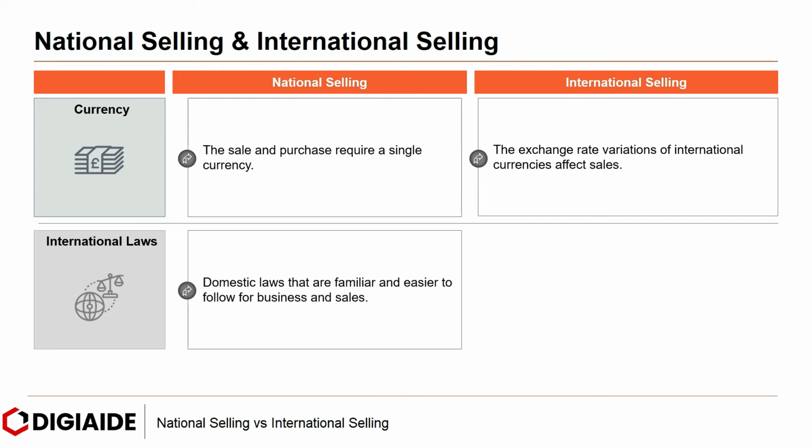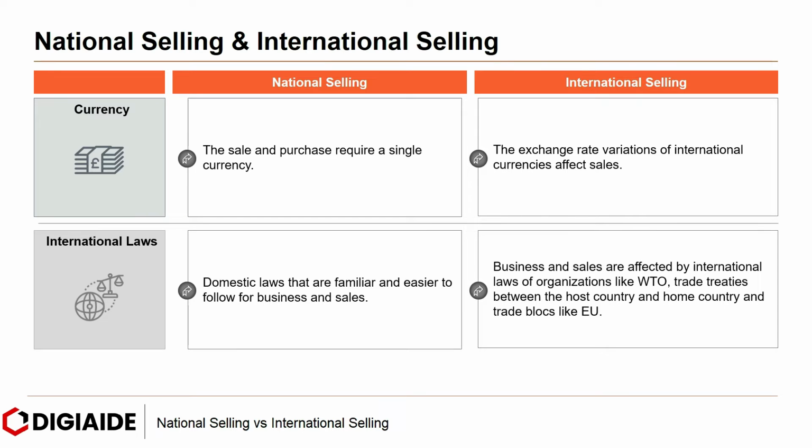And finally, international laws. Domestic laws are familiar and easier to follow for business and sales in national selling. Whereas in international selling, businesses and sales are affected by international laws of organizations like the World Trade Organization, trade treaties between host and home country, and trade blocs like the EU, as in European Union.